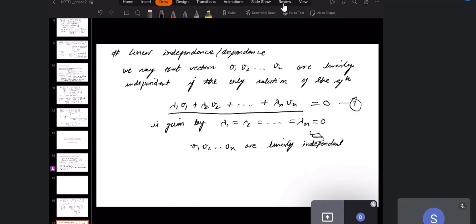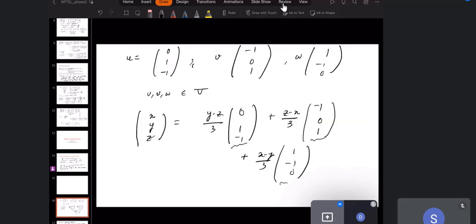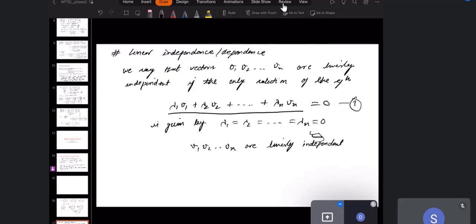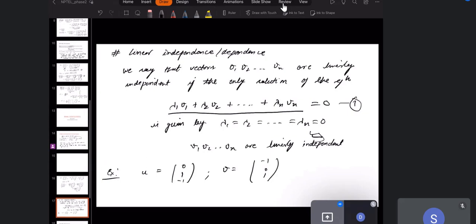For example, I took these two, u and v. Let us check whether u and v are linearly dependent or independent. We know that u is given by 0, 1, minus 1, and v is minus 1, 0, 1. So we have to check whether these two vectors are linearly dependent or independent. We will use this equation: lambda 1 u plus lambda 2 v is equal to 0, and try to find what these coefficients lambda 1 and lambda 2 are.